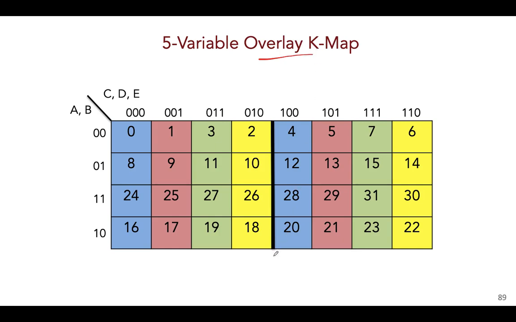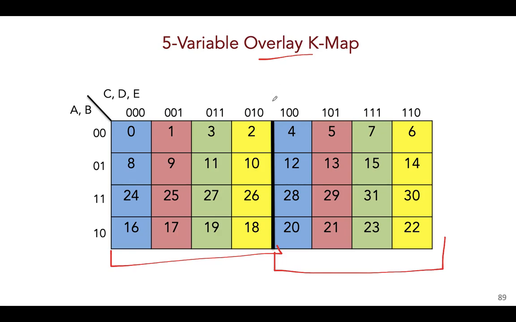See, although in appearance it looks similar to the 5-variable reflection K-map, the difference between this one and the other one is that the second half of this K-map is actually supposed to be overlaid on top of this half. All right, so now this central line is not a mirror. The central line is not a mirror. Instead, how you have to visualize it is like this.